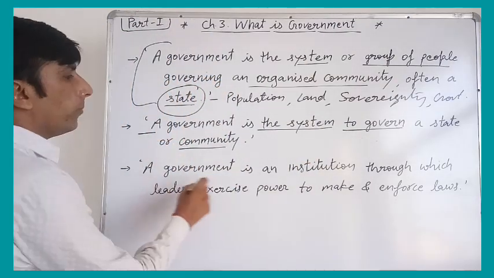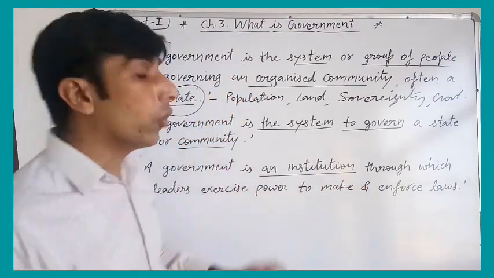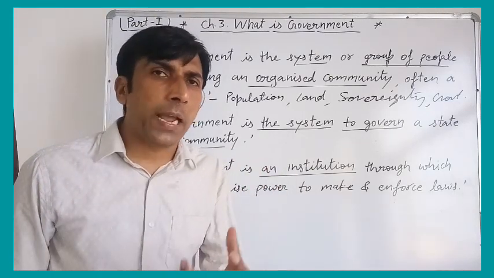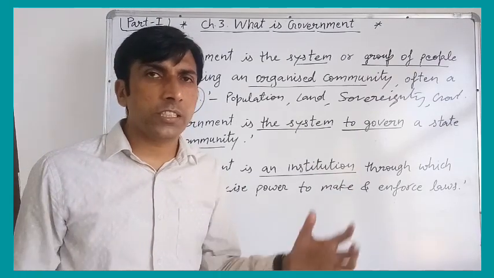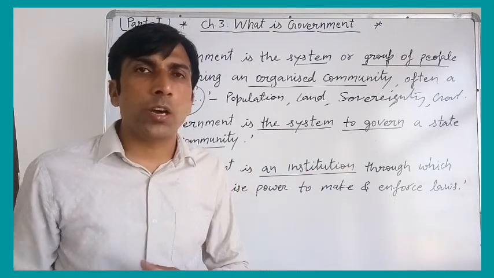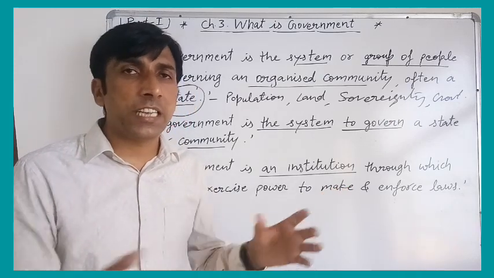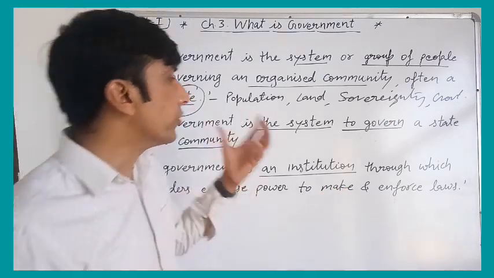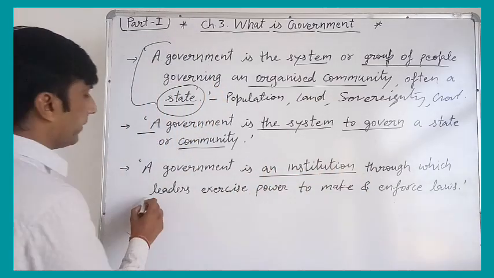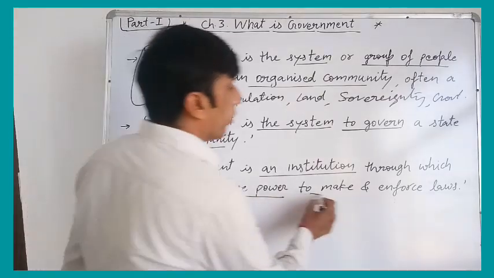After that, third one, a government is an institution. It may be in the form of an institution. Why is it called an institution? Because it is the combination of several types of institutions. So it is the combined institution. For example, president, prime minister, chief ministers, governors, all these kinds of officials can be considered institutions, through which leaders exercise power. Leaders exercise their power to make and enforce laws.